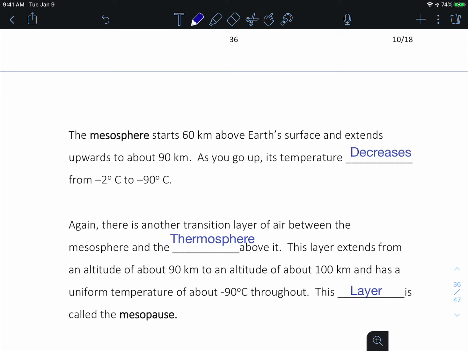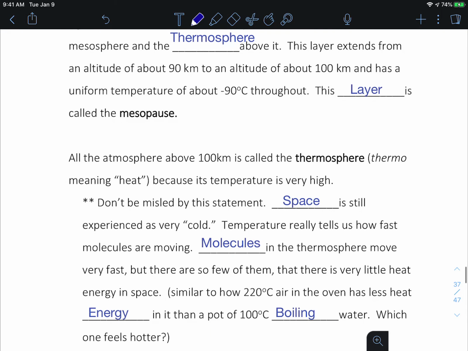Again, there's another transition layer, and that layer extends from an altitude of about 90 kilometers to 100 kilometers, and it has a uniform temperature of about minus 90 degrees. And that would be the mesopause. After the mesopause, we have the thermosphere, which is called the thermosphere for its very high temperature, except that we have to separate again the idea of temperature.